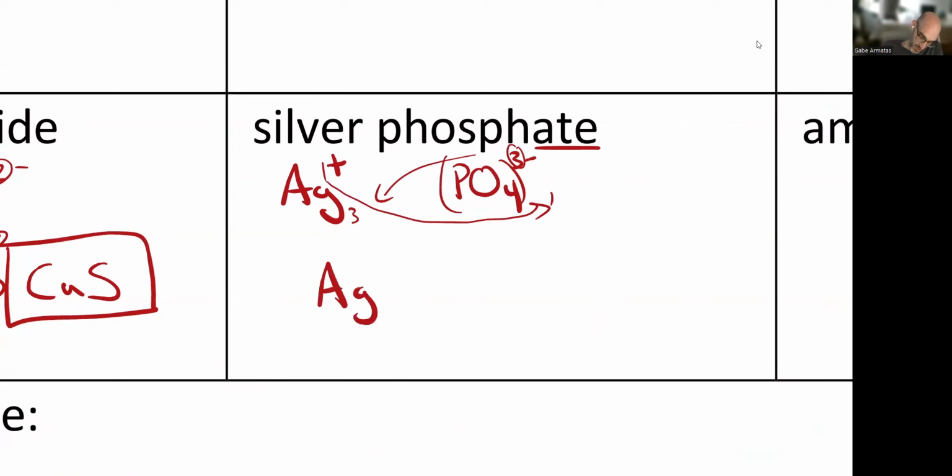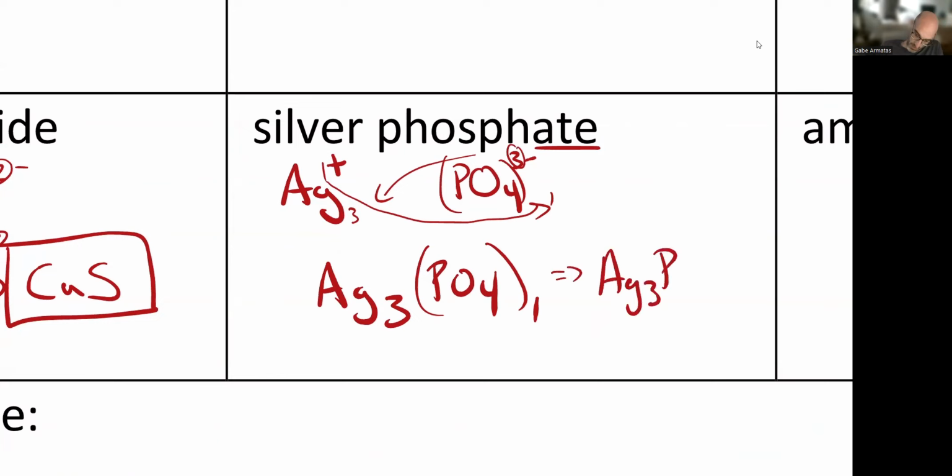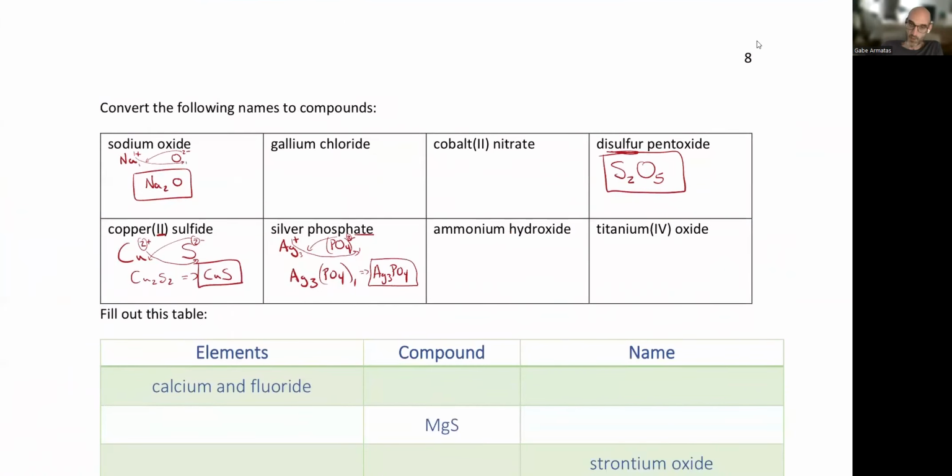We end up with Ag3(PO4)1. And again, if I only have 1, Ag3PO4, no parenthesis. Done. Okay, so this is proper for that one. Good. So try those other 4 and give those a go.